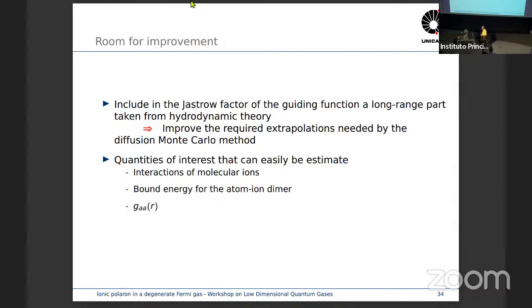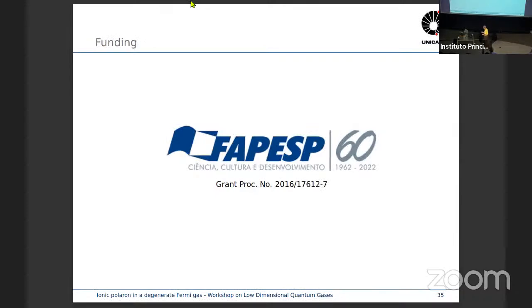Another thing that we can do is to compute more quantities that might give extra information, like the interactions of molecular ions. Molecular ions are those in the situation where we have the ion with an atom in strong coupling. We need to compute the binding energy for the atom-ion dimer. Finally, we could also compute the radial distribution function for atoms in the bath. At this point, I just want to thank the funding agencies and your attention.